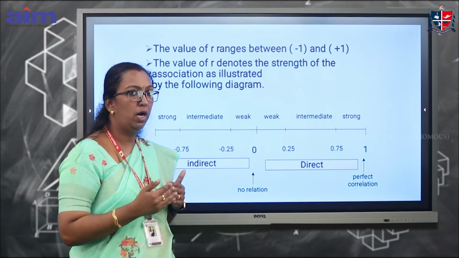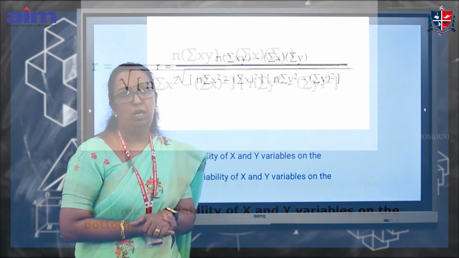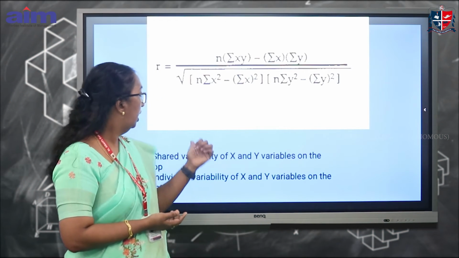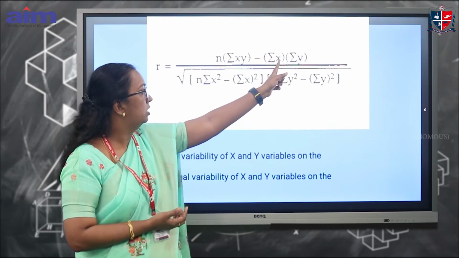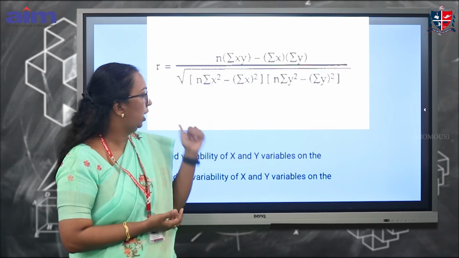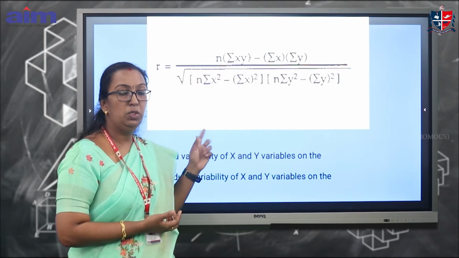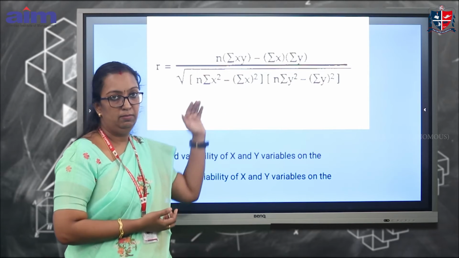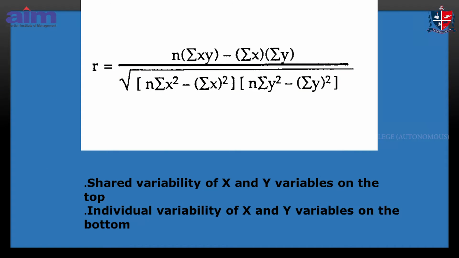That means you are getting some amount of relationship, and this is the formula for calculating the correlation. If you see the top part, that is xy minus sigma x into sigma y, that is the shared variability between the variables x and y, and the denominator is the individual variability of x and y.